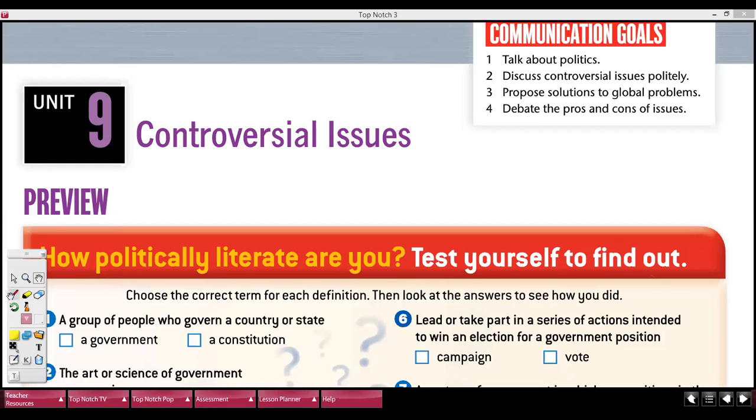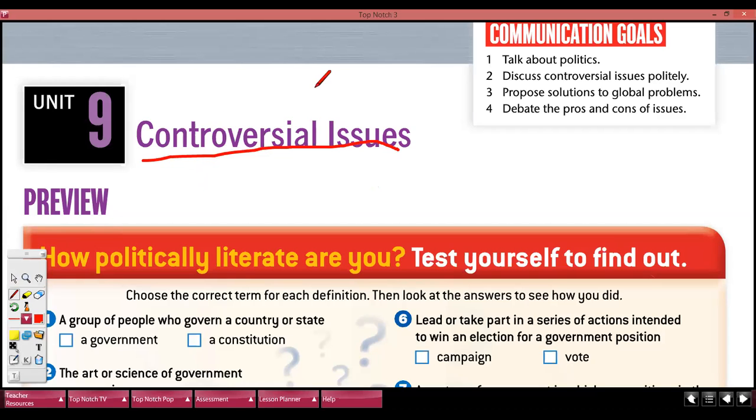So first we start with unit number 9. This is controversial issues. I think that this unit is mostly conversation. We are not going to have a lot of grammar or other complicated stuff. It's only vocabulary and conversation, where you express your own ideas.